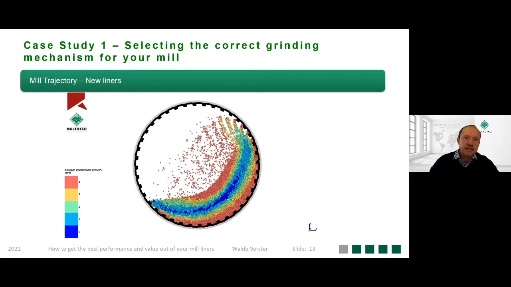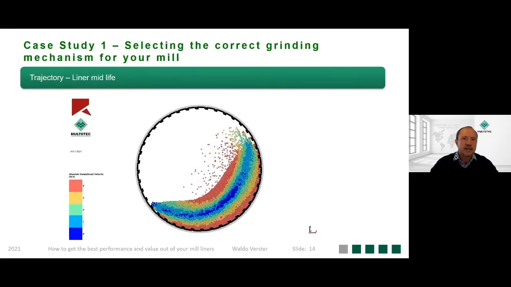If we look at the trajectory of the liners in the new condition, we designed this with a small amount of impact grinding taking place on the toe region. We also take into account that there will be some attrition and compression grinding in this rising shear zone.